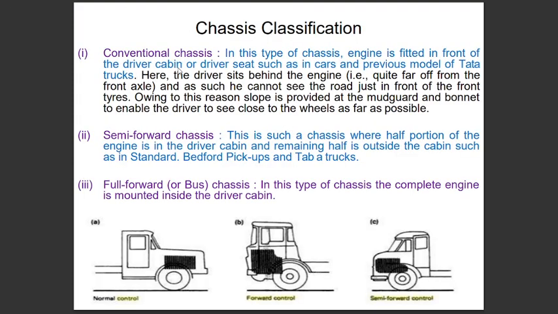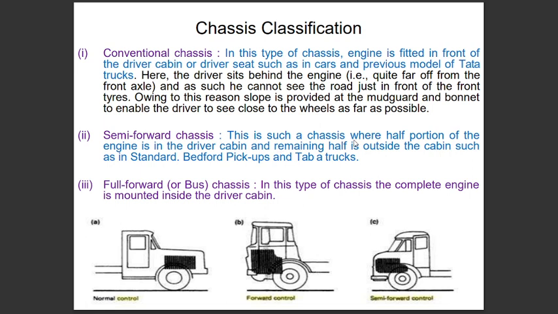Chassis classification. Conventional chassis. In this type of chassis, the engine is fitted in front of the driver cabin or driver seat, such as in car and previous models of Tata trucks. Here, the driver seat is behind the engine, quite far from the front axle. As such, he cannot see the road just in front of the front tire. Owing to this reason, slope is provided at the mudguard and bonnet to enable the driver to see close to the wheels as far as possible. Next is semi-forward chassis.